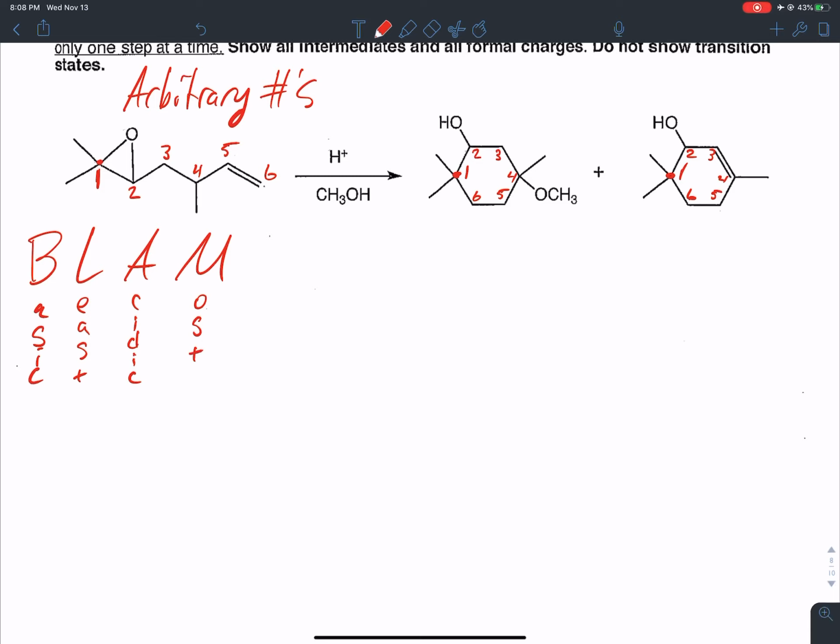What that means, when we use a nucleophile to attack our epoxide, if we are in basic conditions, that nucleophile will attack the less substituted side. If we're in acidic conditions, it'll attack the more substituted side, the most substituted side, BLAM. So just remember BLAM, basic will be the least, acidic will be the most. And that is for epoxide opening only. So let's look at that.